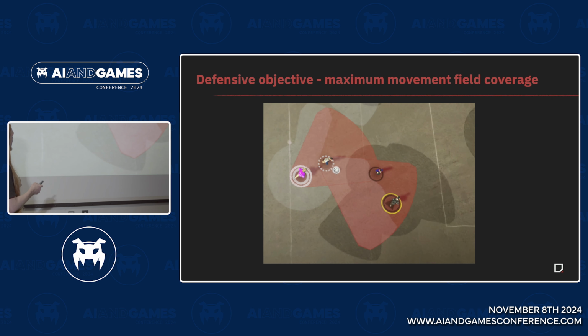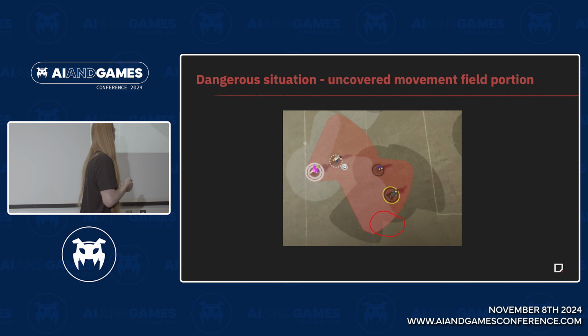Okay, so this is the thing that a human player playing in defense would do. They try to cover as much of the movement fields of the opponent as possible, so that next turn, wherever the unit with the ball moves, they have them in range. So this is the main requirement for the AI playing in defense.